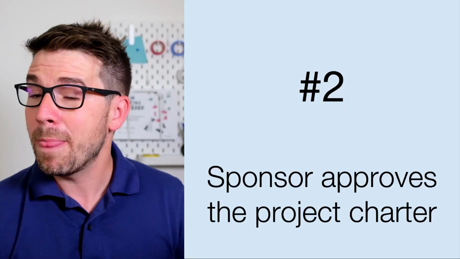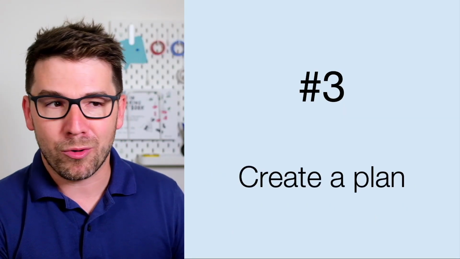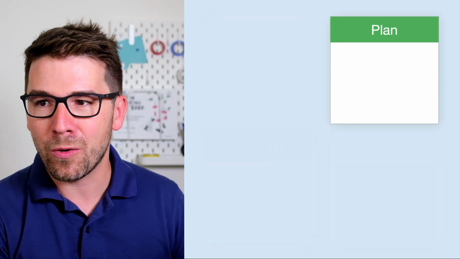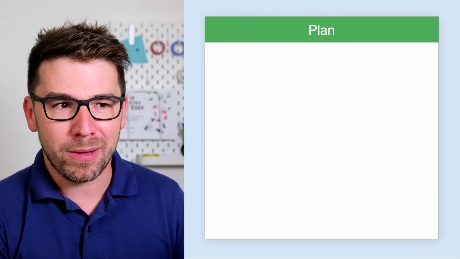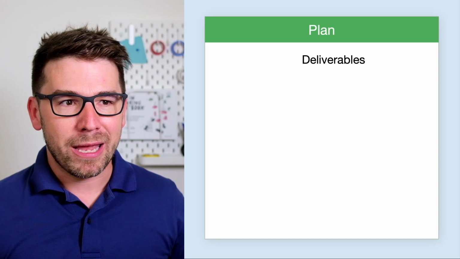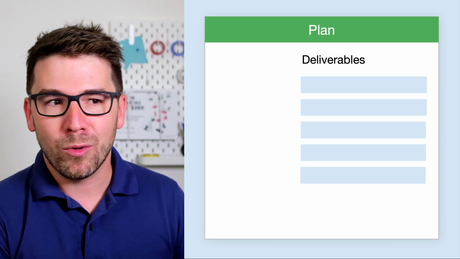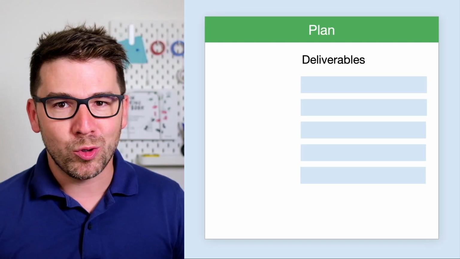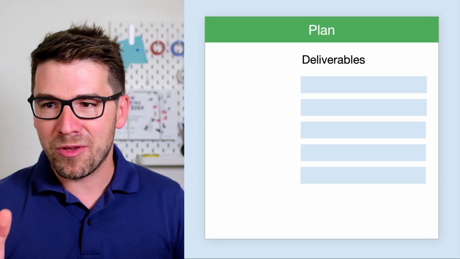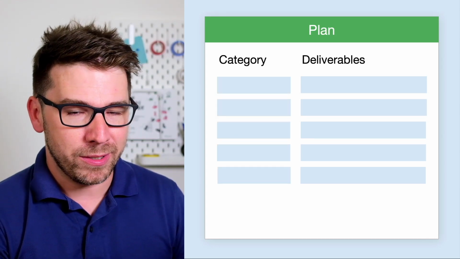Step number 2, have it approved by the sponsor. Step number 3, create a project plan. So that's the next document in our system. So how do I build project plans? First, think about the deliverables of the project, like a picture of the end of the project. What should be done at the end? What should be implemented? What should be changed? What should people know, etc. Usually there are 3 to 10 of these deliverables, and then sort them into categories.